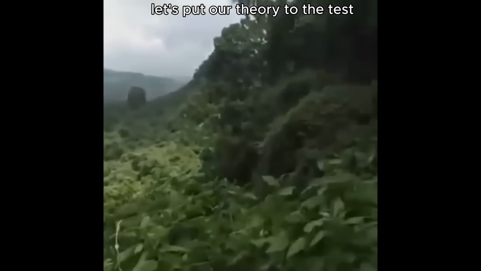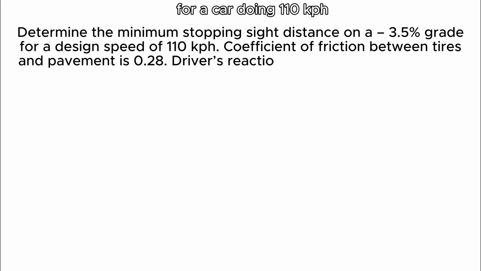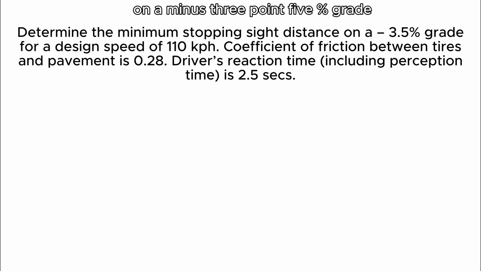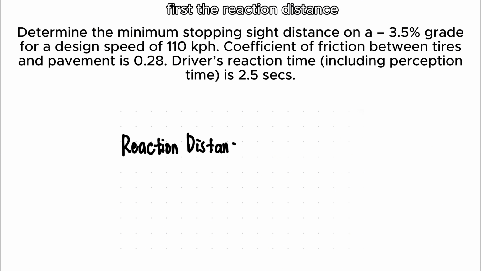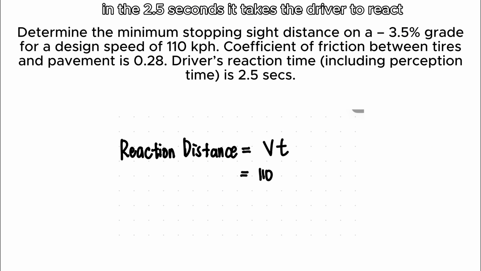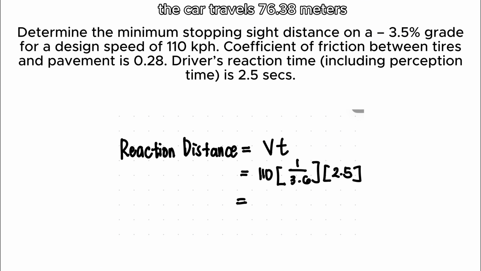Let's put our theory to the test. We need to find the minimum stopping sight distance for a car doing 110 kph on a minus 3.5% grade. We'll use the metric formula. Remember, SSD is the sum of reaction distance and braking distance. First, the reaction distance. In the 2.5 seconds it takes the driver to react, the car travels 76.38 meters.